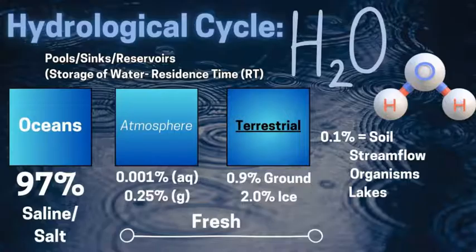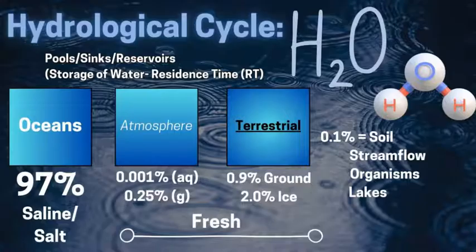And this can fluctuate based on the type of sink or pool. But we have 100% of water on this planet, of which 97% is held or stored within our planet's oceans. So the salt water or saline water, and that equates to about 3.5% salt concentration by weight, and this is where the majority of the water is stored between the Atlantic, the Pacific, the Indian, Arctic, and Southern Oceans, and any seas that are also connected and associated with each ocean basin.